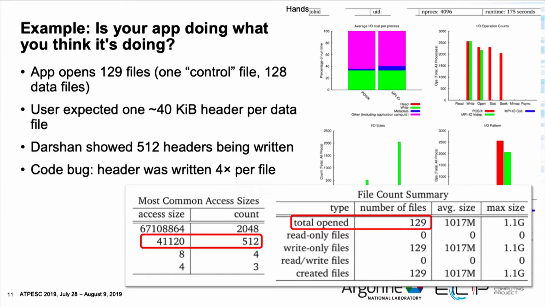And then Darshan says, what you think you're doing is not what's happening. And this is why your performance is suffering, because you're doing tiny IOs that you don't need to do. So this is a very easy way to detect issues like this. Go back in your code, figure out where that bug is, throw it through a debugger, and then you're on your way to better IO performance.